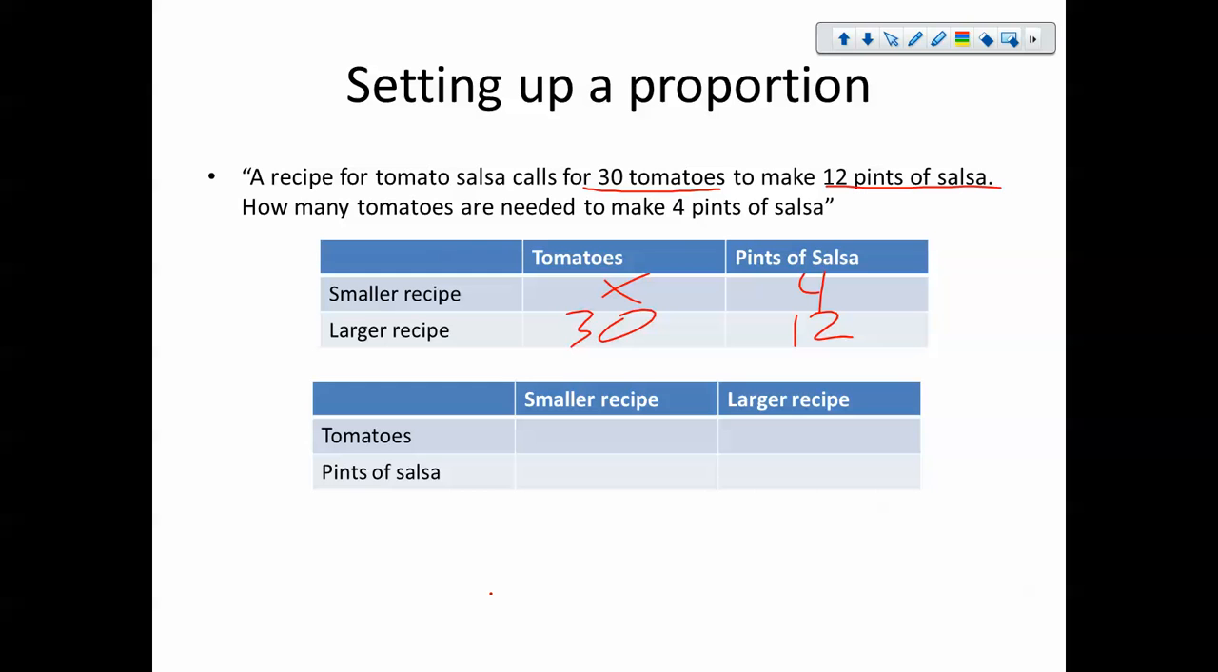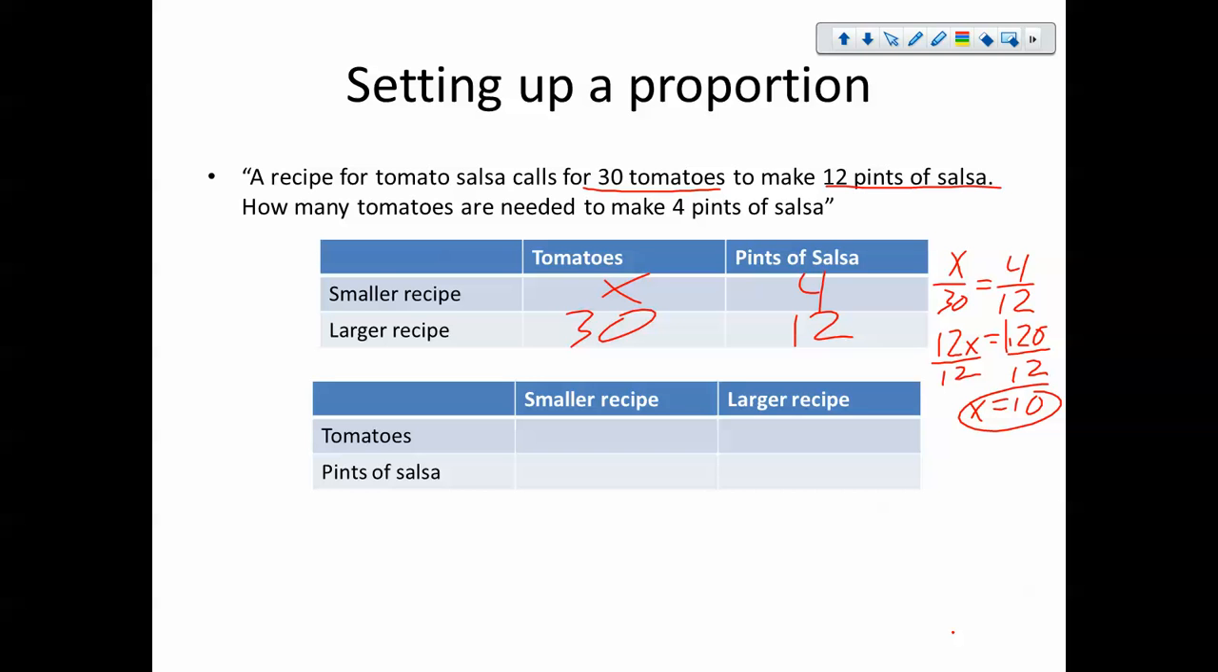That means my tomatoes there is x. So we'll solve this proportion. x over 30 equals 4 over 12. Cross multiplying gives me 12x equals 4 times 30, which is 120. And then we divide both sides by 12. We get x equals 10.